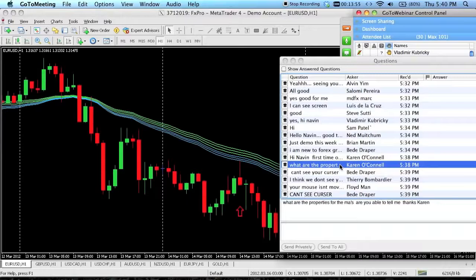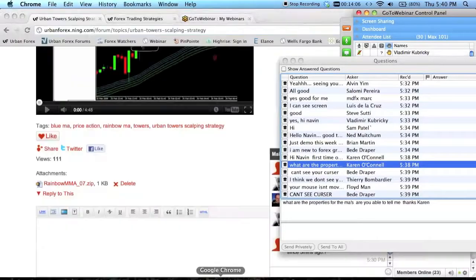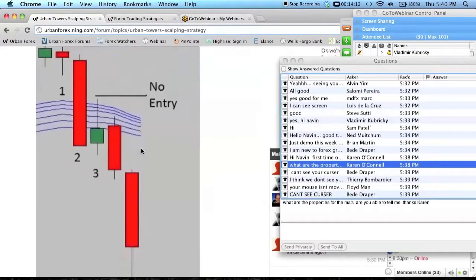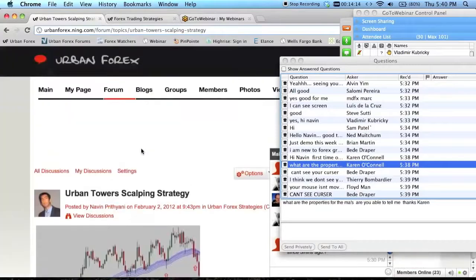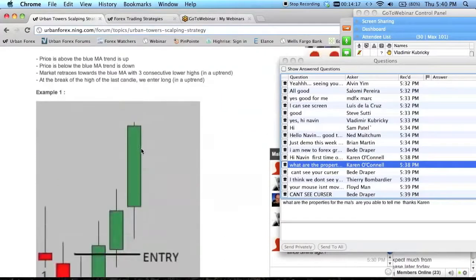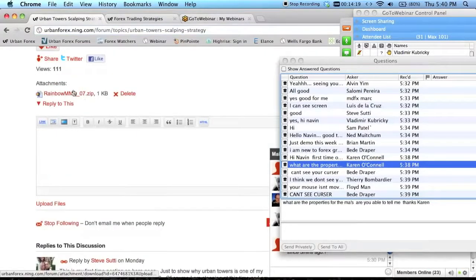Properties of the MAs. Okay, I do not have the properties of the MA as I pulled it out of another system and I looked at this indicator and it looked really nice. You can get the indicator on our website, which is urbanforex.ning.com. Here it is on top. And you can just go onto the forums, and once you find the strategy, or you can search for it on the site, right below the strategy, below the video, is where you will see the indicator file.